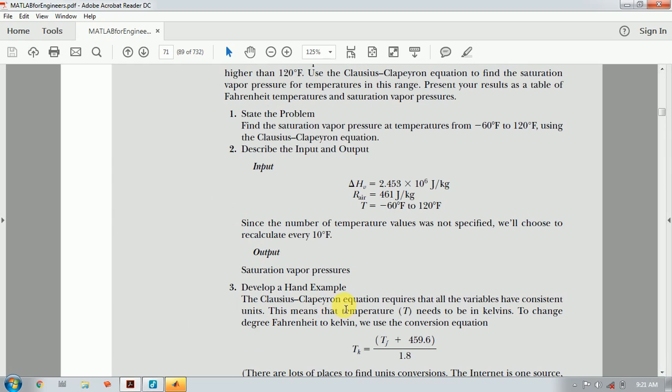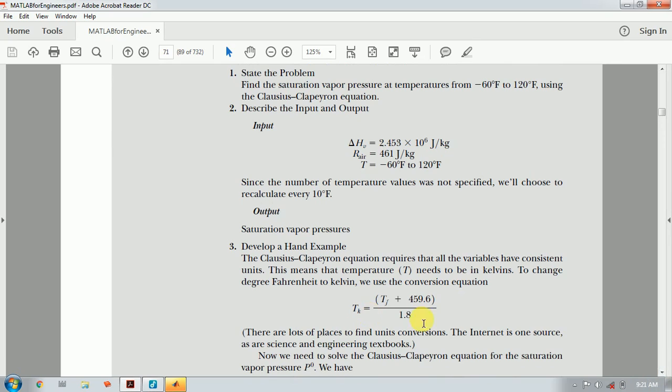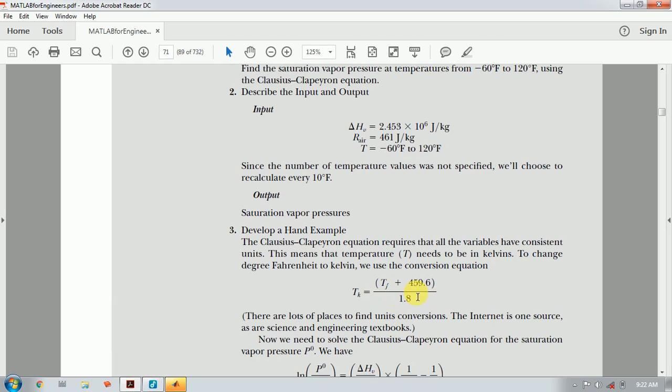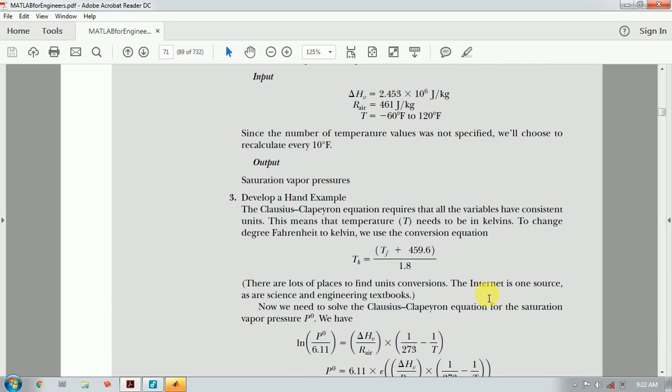The Clausius-Clapeyron equation requires that all the variables have consistent units. This means that temperature needs to be in Kelvin. To change degrees Fahrenheit to Kelvin, we use this conversion equation: temperature in Fahrenheit plus 459.67, divided by 1.8, equals temperature in Kelvin. There are a lot of places to find unit conversions, such as the internet, or science and engineering textbooks.